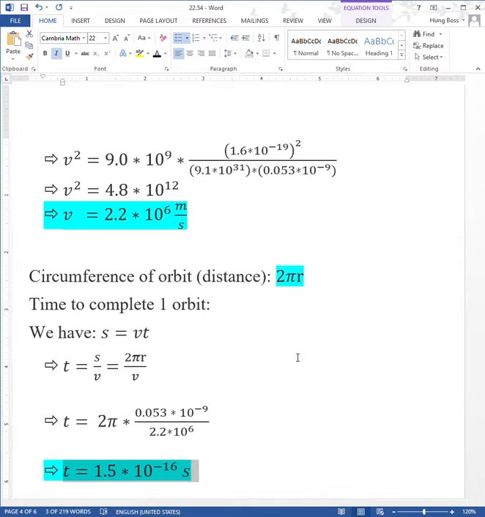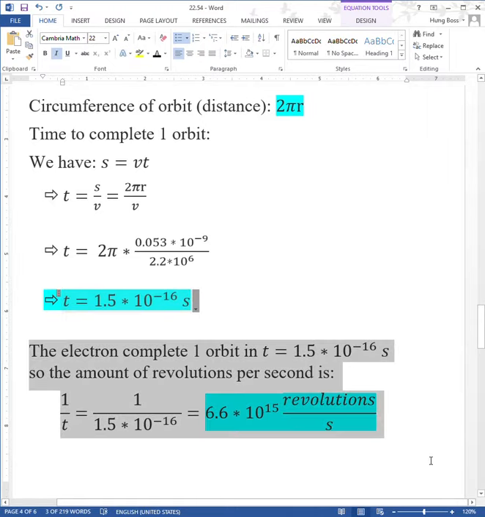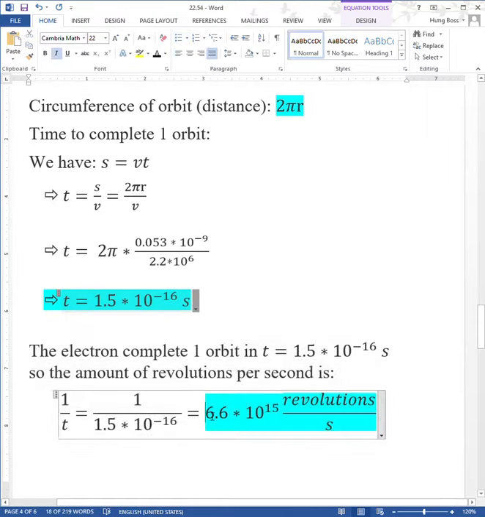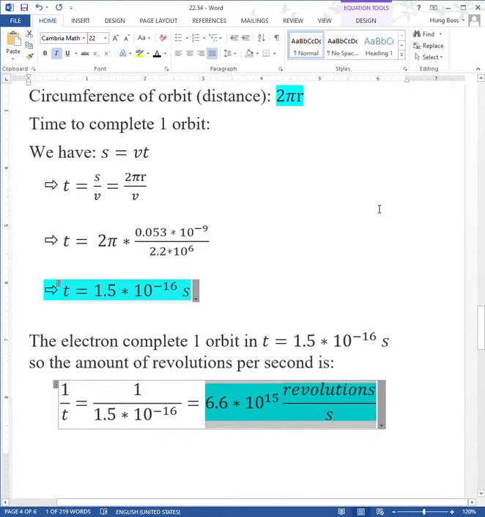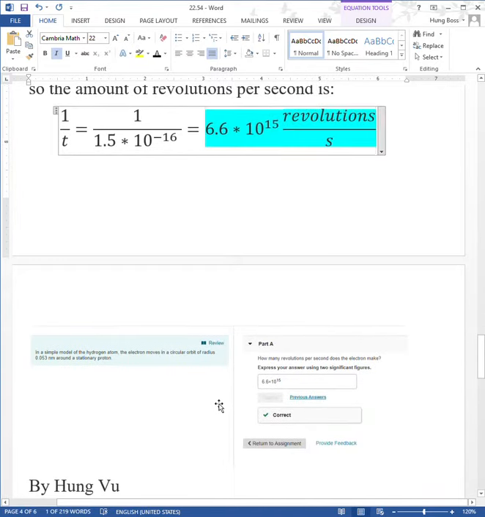So to find how many times can it travel around proton per second, we only have to let one divide it here. And this is the final answer. And as you can see, the answer is correct as in the picture.